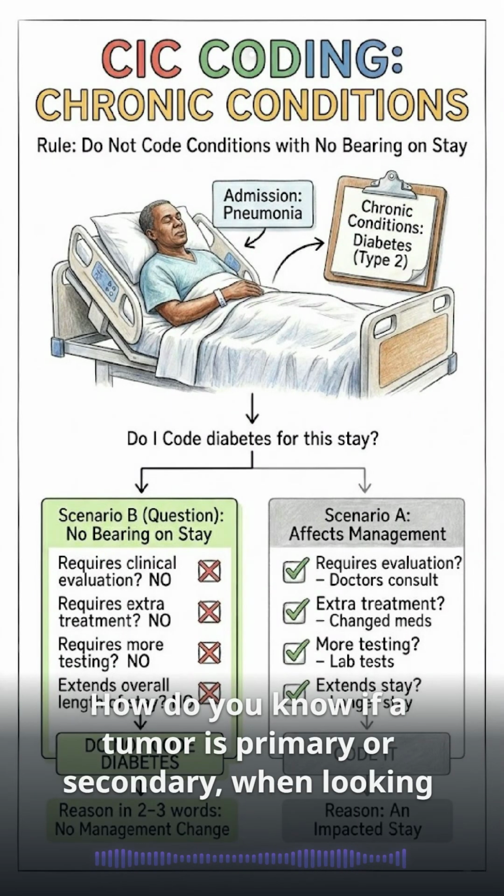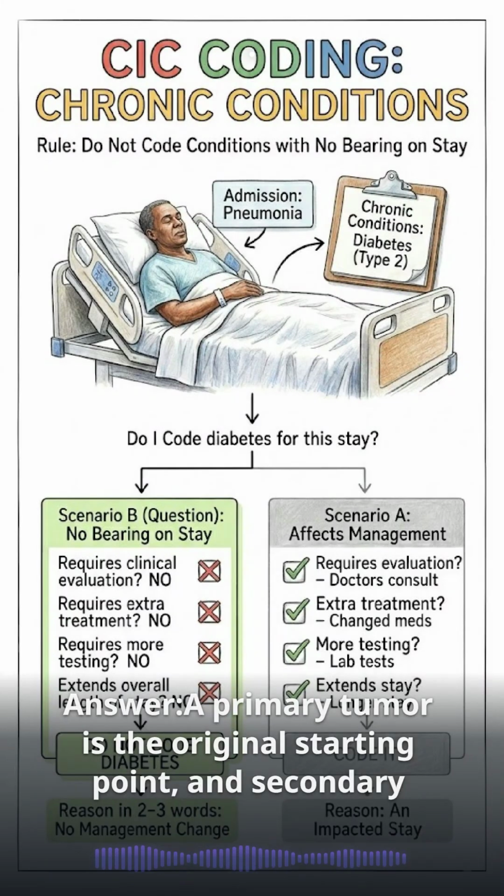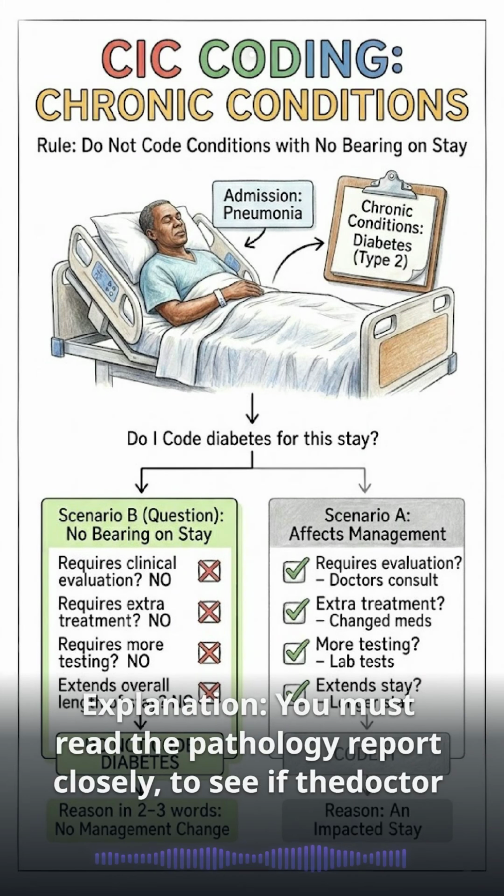22. How do you know if a tumor is primary or secondary when looking at the chart? A primary tumor is the original starting point, and secondary means the cancer has spread elsewhere. You must read the pathology report closely to see if the doctor mentions metastasis or spreading.